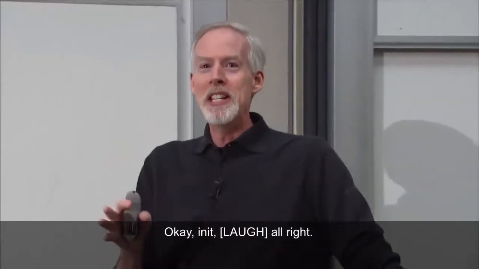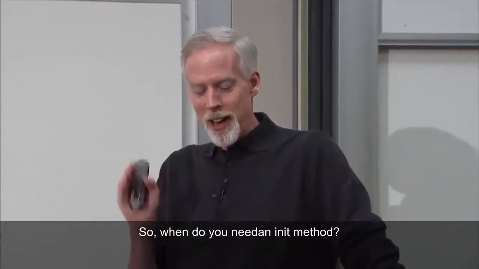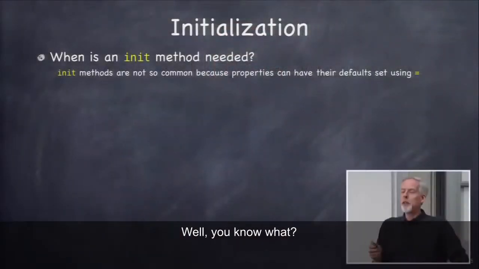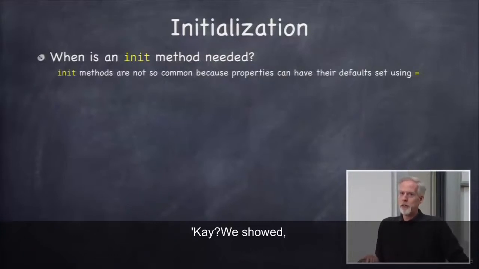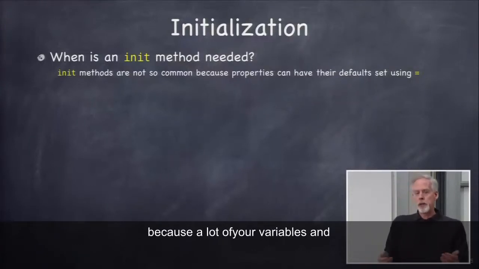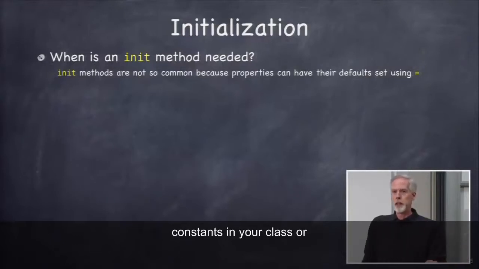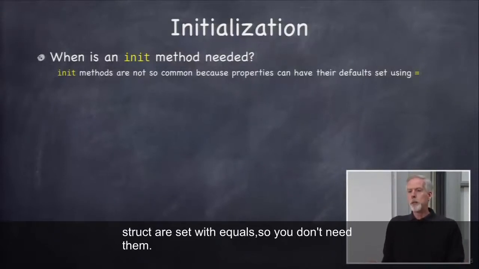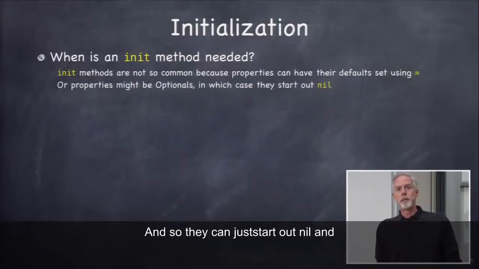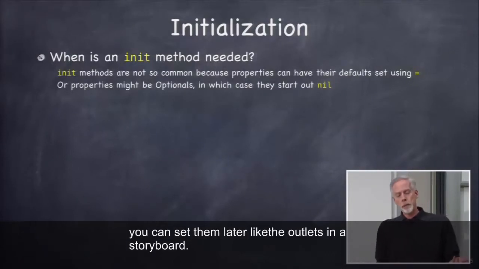Okay. Init. All right. So when do you need an init method? Well, you actually don't need an init method that often. We should have the init method in the calculator brain. It made sense there. We needed it there. But you don't need that often, because a lot of your variables and constants in your class or struct are set with equals, so you don't need them. Or maybe the properties are optionals, and so they can just start out nil, and you set them later. Like the outlets in a storyboard.